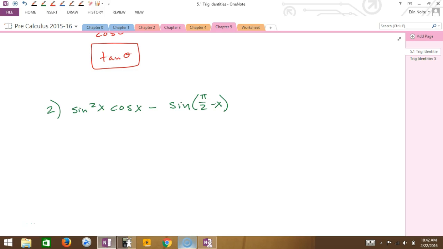Okay, so immediately Scott says we're looking at a cofunction identity. Why are we looking at a cofunction identity? Has that pi over 2 minus the angle too. So since we have a sine of pi over 2 minus x, what is that equivalent to? Cosine of x. So this piece right here is the cosine of x. Okay, so that's by the cofunction identity. Everybody follow that one? Good? Okay, now what?